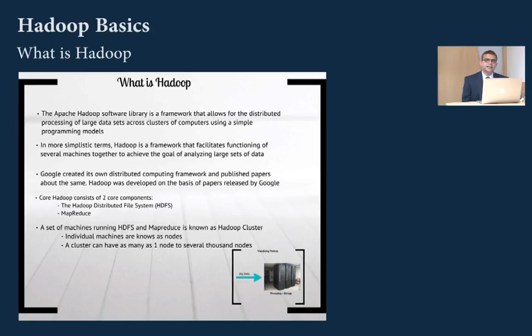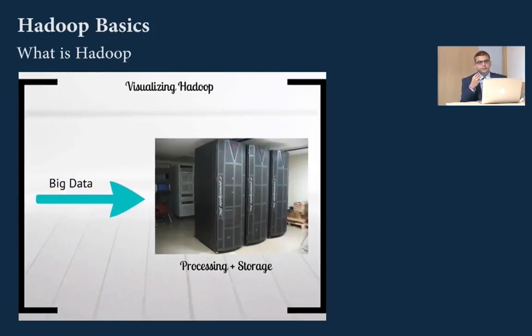A set of machines running HDFS and MapReduce is known as a Hadoop cluster. Individual machines are known as nodes, and a cluster can be as small as a single machine to as big as thousands of machines. In the most simplistic terms, the easiest way to visualize Hadoop is a set of machines that's running your job, and it takes all your big data and gives you 2 services, processing and storage.